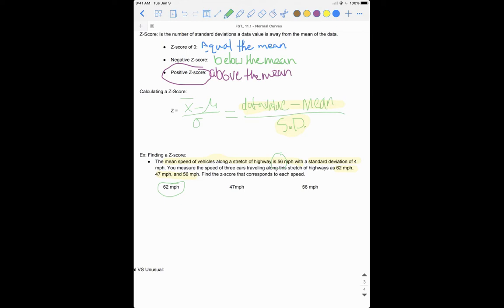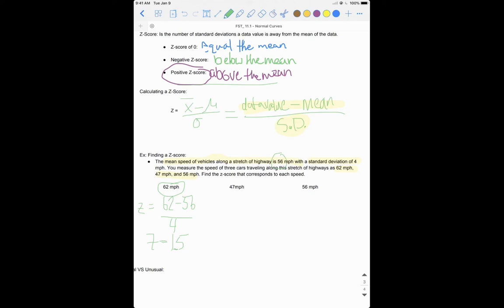So our z-score, z equals data value 62 minus our mean of 56 divided by 4, gets us a z equaling 1.5. Beautiful, positive. And so that tells us that 62 miles per hour is above the mean, which is what we expected it to be, right? And that it is 1.5 standard deviations away from the mean.